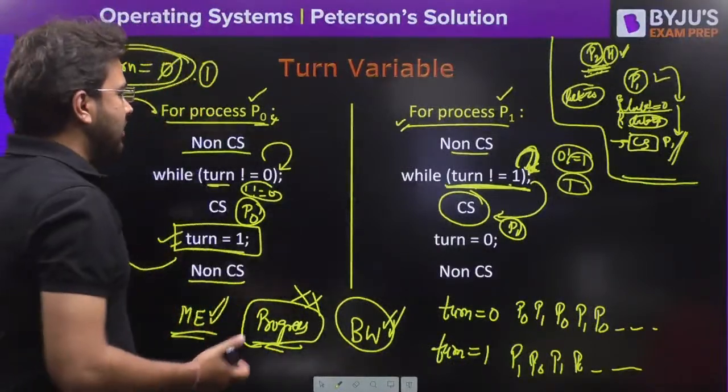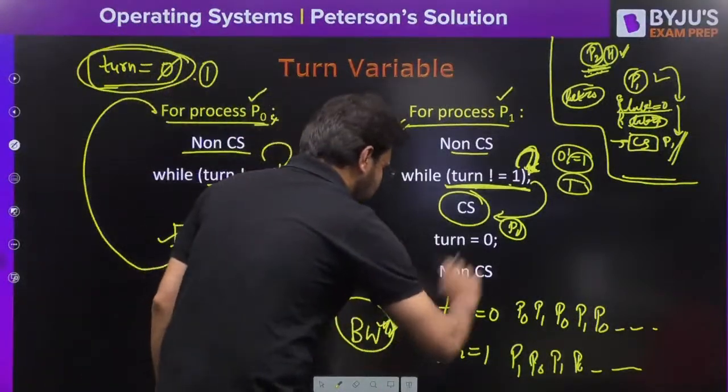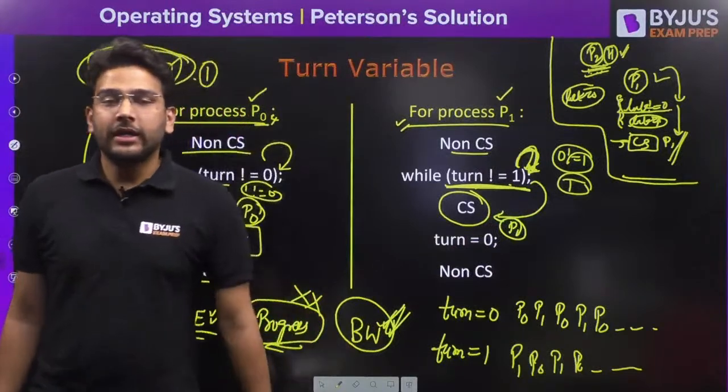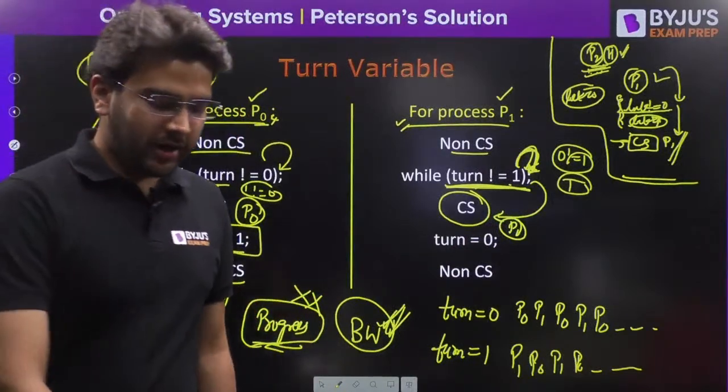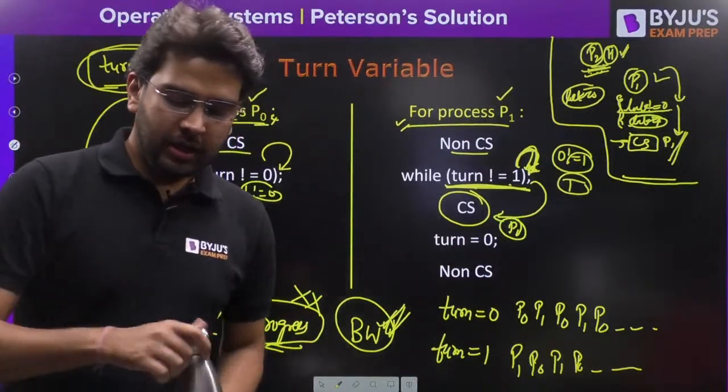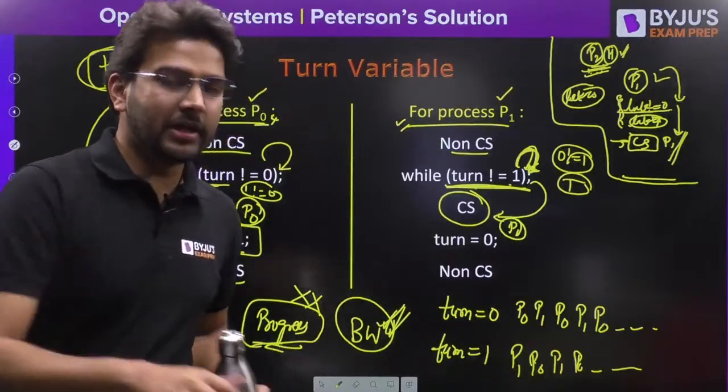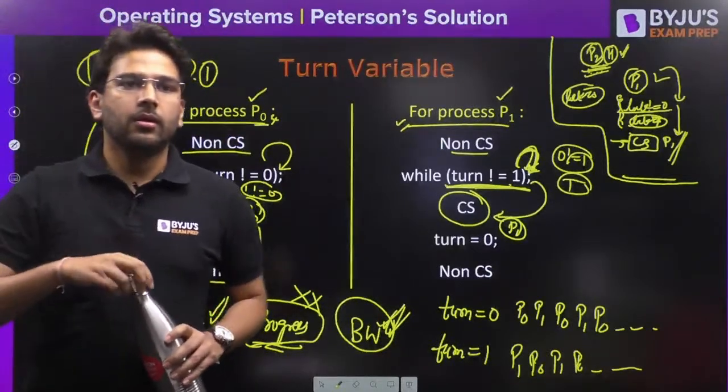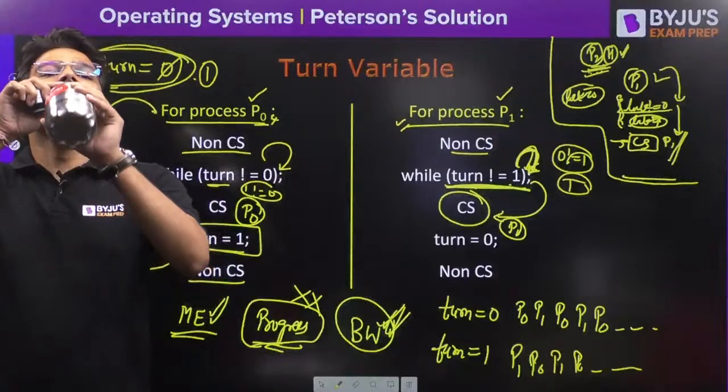If strict alternation is there, definitely bounded waiting will be satisfied. Is this clear to all of you? If you have any doubt here, please ask, guys.